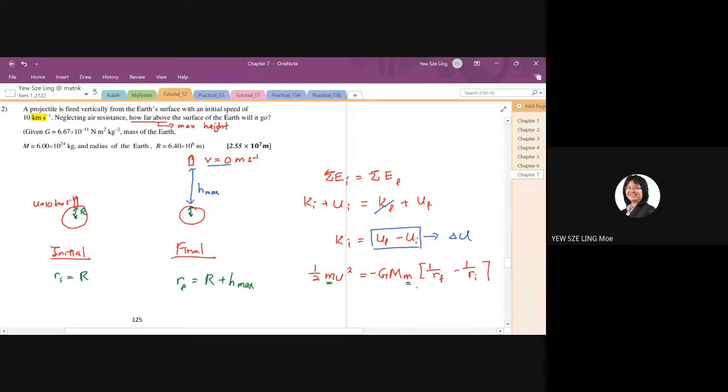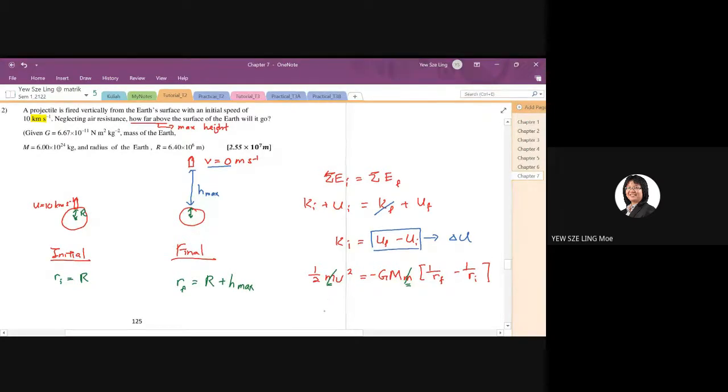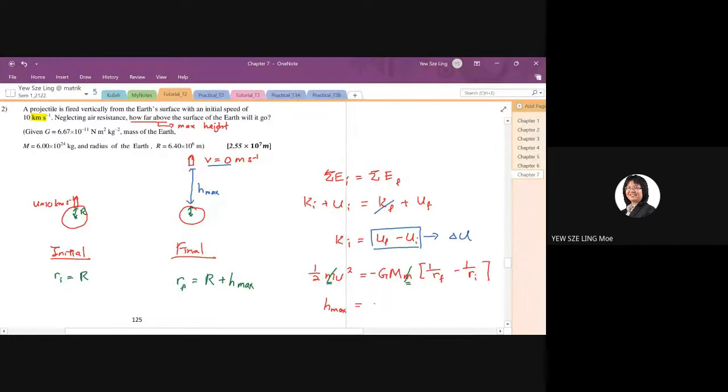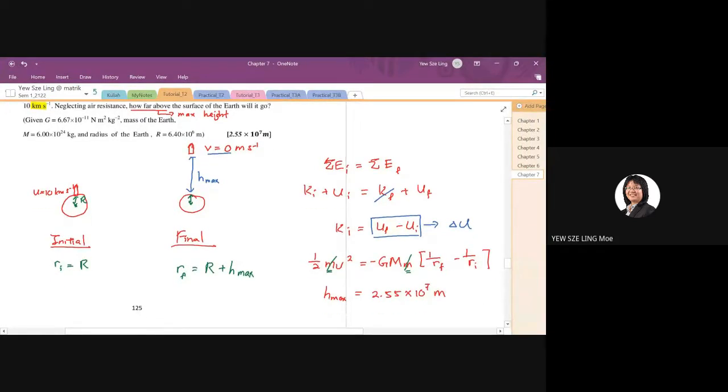This makes it easier for us by just canceling it out, because we are not given the mass of the projectile. The remaining would just be half u squared equals negative G capital M, bracket 1 over r final minus 1 over r initial. Now you sub all of the values from the question into the equation, and you should be able to obtain H max equal to 2.55 times 10 to the power of 7 meters. So that is the answer for this question.